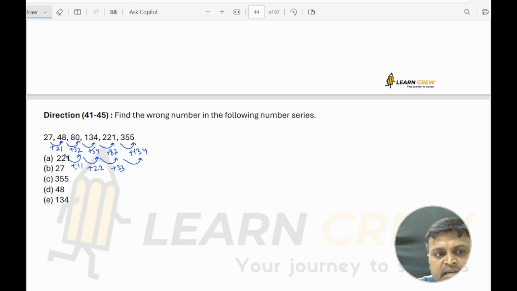So if you observe here, 11 ones are 11, 11 twos are 22, 11 threes are 33. It has to be 11 fours are 44. 87 plus 44 is 131. So 221 plus 131 is 352. So 355, which is here, is the wrong term. In this place, for the sequence to be made correct, the right term has to be 352. The logic is the differences of differences are multiples of 11.